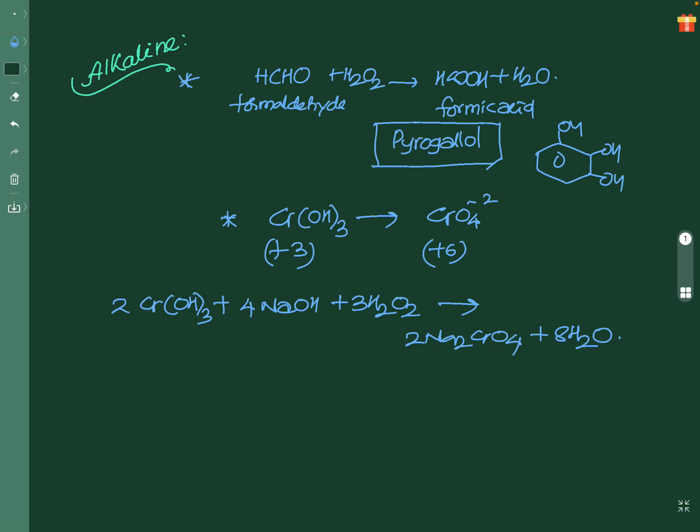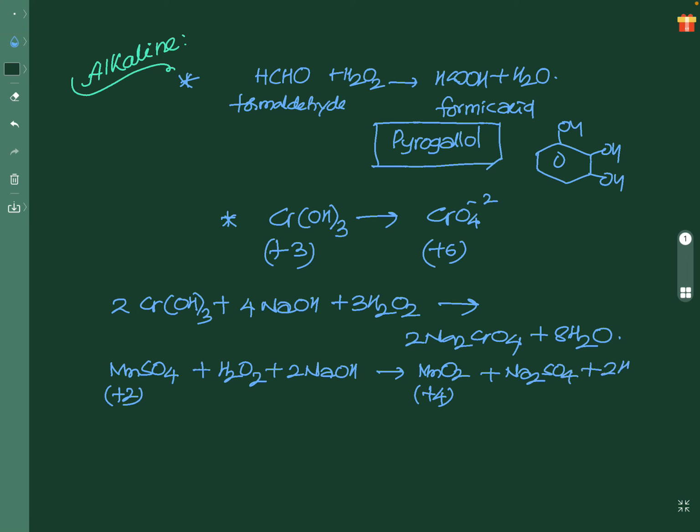And we can take even manganese sulfate also. MnSO4 is manganese sulfate, where the oxidation state of manganese is +2. It is converted to +4, manganese dioxide, a black colored powder, with H2O2 and sodium hydroxide. It is converted to MnO2, manganese dioxide, where the oxidation state of manganese is +4. An increase in oxidation state is oxidation, plus Na2SO4. As usual, we will be getting water here. MnSO4 is converted to MnO2. The change in oxidation state is from +2 to +4 in the presence of basic medium.